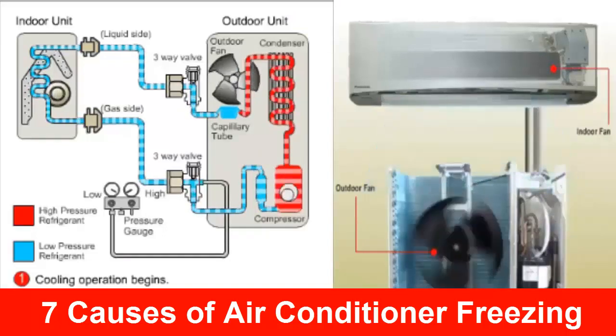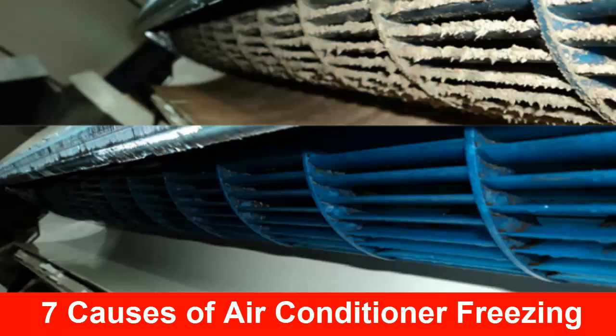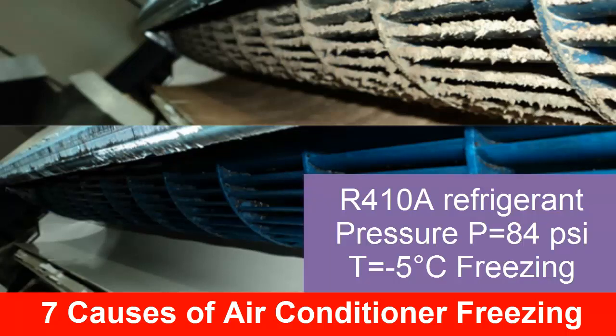3. Obstructed turbine. If the evaporator turbine is obstructed by dust or dirt, there is less airflow, therefore less heat, causing the refrigerant pressure inside the evaporator to drop, and its temperature as well, causing freezing.